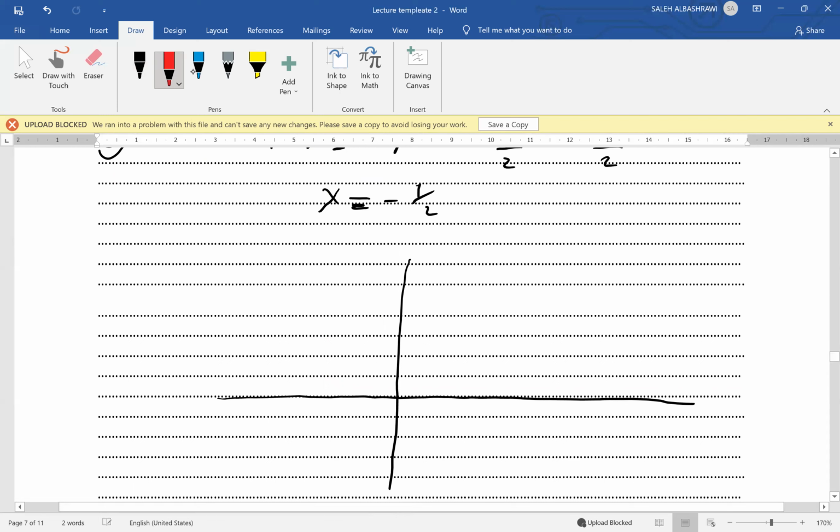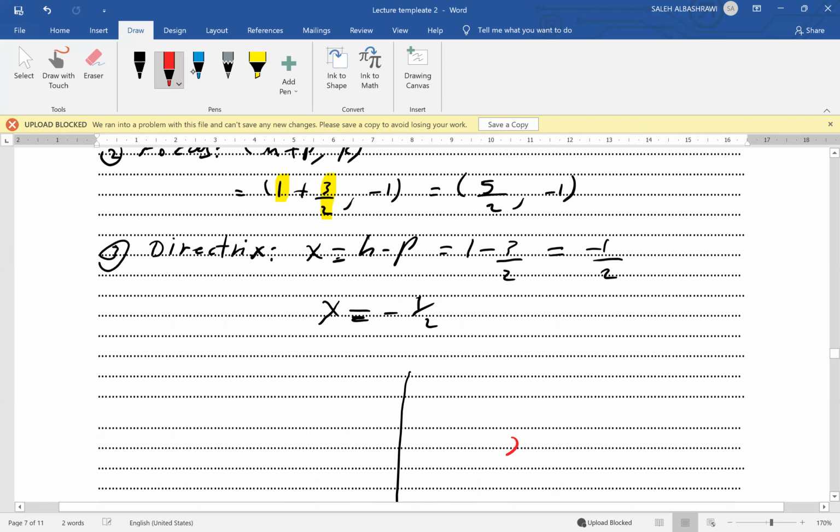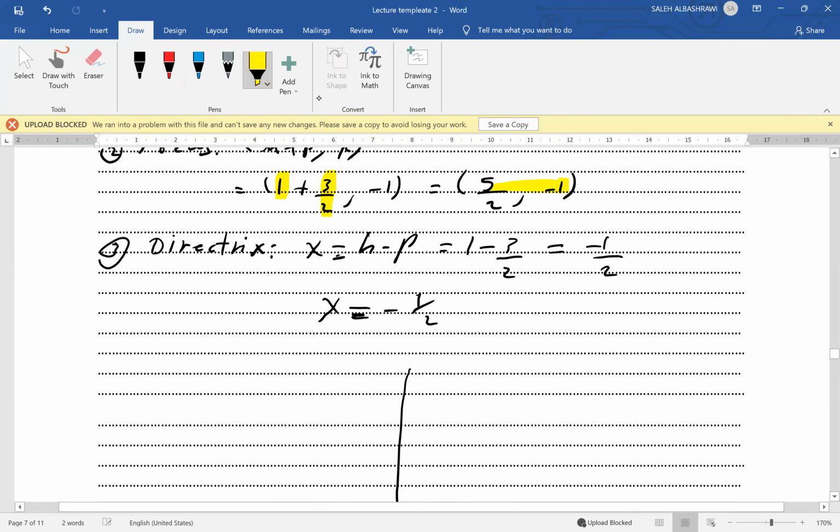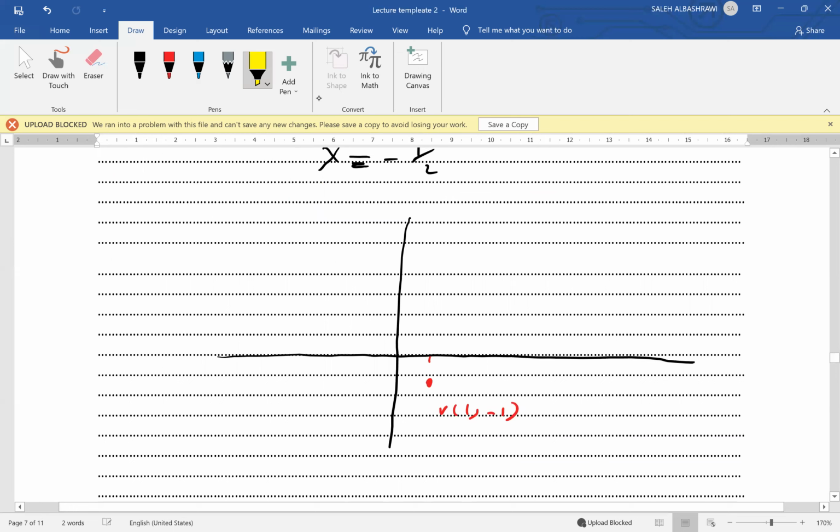The vertex is given to be 1 and -1. This is the vertex, which is 1 and -1. And the focus point is 5 over 2 and -1. 5 over 2, which is 2.5. This is 2. So this will be the focus point, which is 5 over 2 and minus 1. And as we said before, the focus point must be inside the parabola.